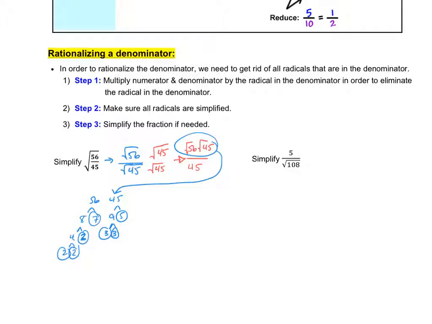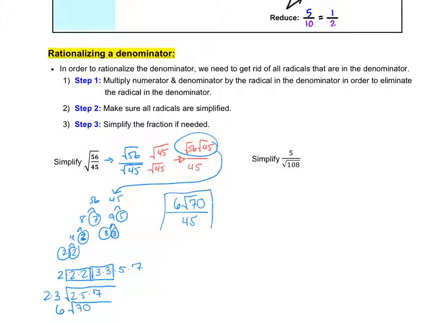So if I combine all that, it would be 2 times 2 times 2 times 3 times 3 times 5 times 7. So the pairs that can come out are a pair of 2's and a pair of 3's. And what's left inside is 2 times 5 times 7. So simplifying that, we get 6 radical 10 times 7 is 70. 6 radical 70. That was just the numerator, remember, all over that denominator of 45 that we had.